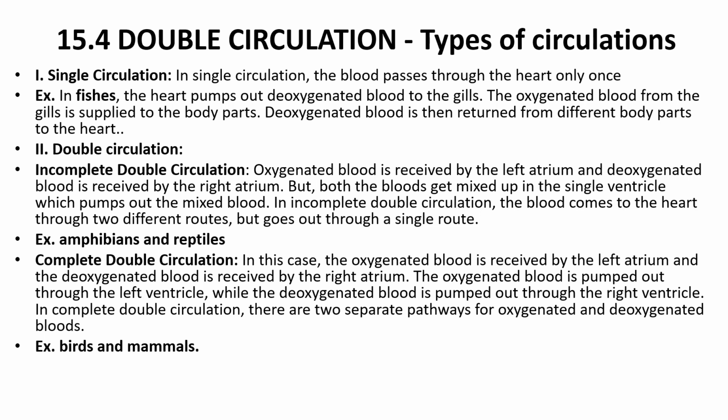Example, amphibians and reptiles. In complete double circulation, the oxygenated blood is received by the left atrium, deoxygenated blood is received by the right atrium, the oxygenated blood is pumped out through the left ventricle and the deoxygenated blood is pumped out through the right ventricle. There are two separate pathways for oxygenated and deoxygenated blood, and there are two ventricles. Example, birds and mammals.